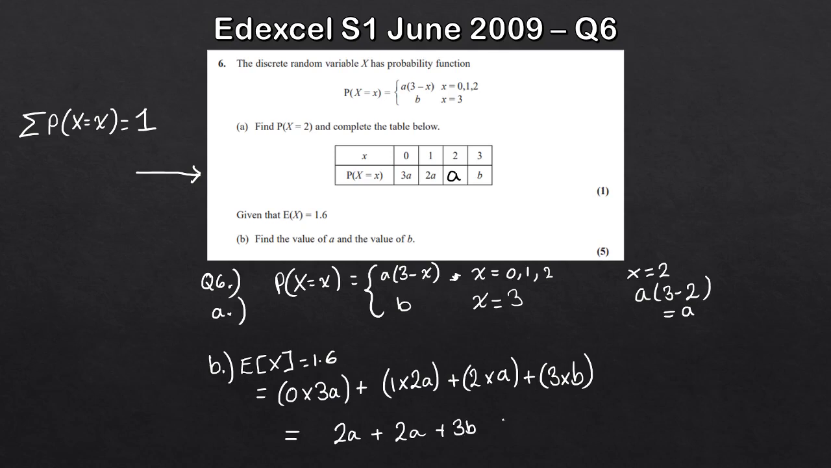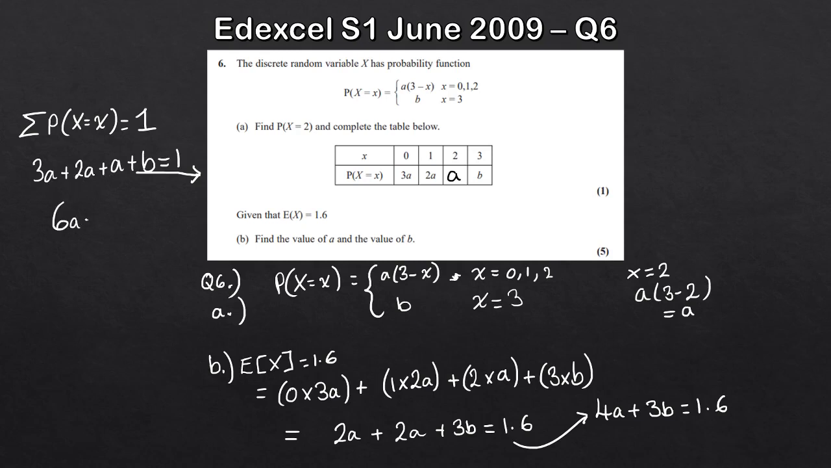But we know all of this is equal to 1.6. So in that case, 4a plus 3b is equal to 1.6. Now let's use the fact that the sum of these probabilities must be equal to 1. So 3a plus 2a plus a plus b is equal to 1. If we simplify this, 3a plus 2a is 5a, plus another a. So we get 6a plus b is equal to 1.